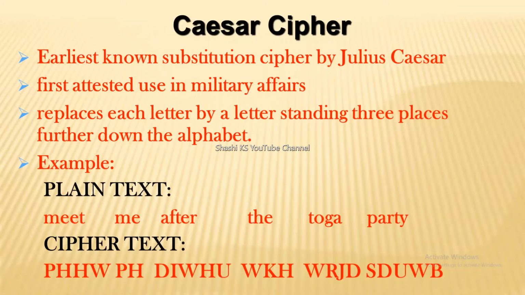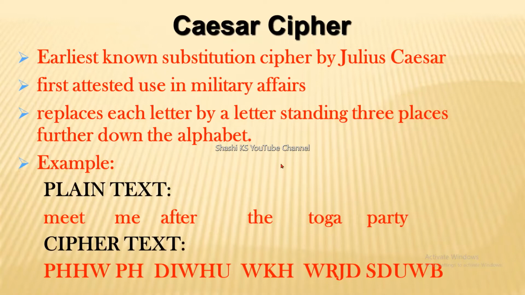So the first is Caesar cipher. The Caesar cipher is the earliest known substitution cipher technique, and it was used by Julius Caesar. It was first used in military affairs in the olden days. In Caesar cipher, each letter in the plain text is replaced by a letter standing three places down the alphabet, further down the alphabet.